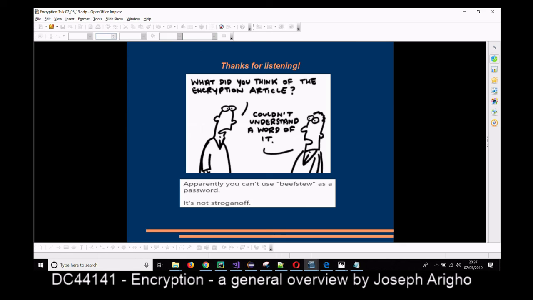I'll leave you with a joke. A poor joke, but you know what? It's encryption, you take what you can get.